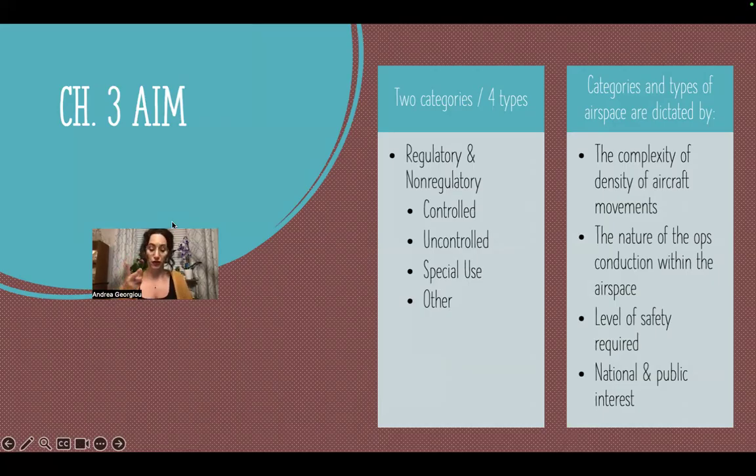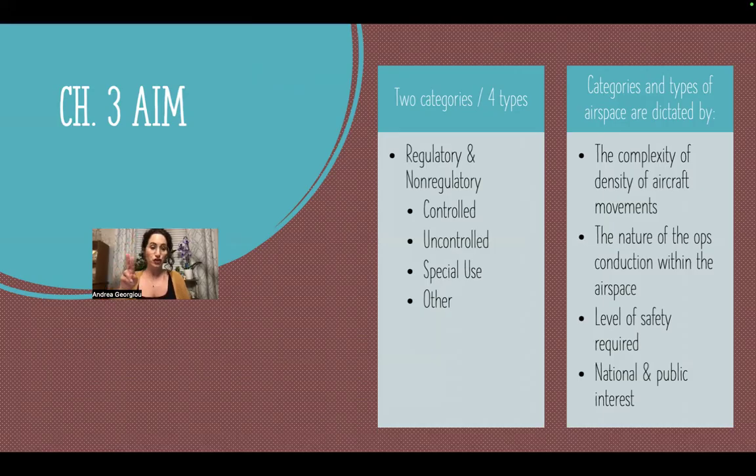First of all, there are two categories of airspace: regulatory and non-regulatory. Think of it as two umbrellas here. Regulatory examples are Class A, B, C, D, and E, restricted and prohibited. Non-regulatory, while there are regulations, think of it as not regulated by air traffic control. This is going to be your MOAs, military operation areas, warning areas, alert areas, CFAs, which are controlled firing areas, and NSAs, national security areas.